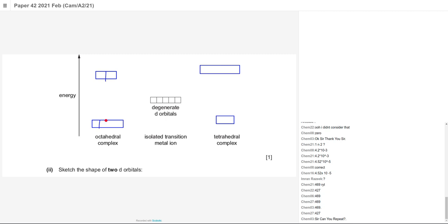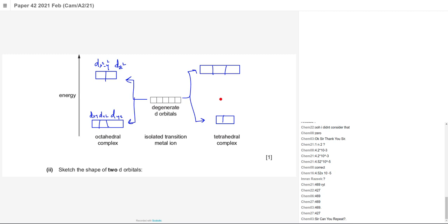And in a tetrahedral complex, 2 will be in the lower and 3 in the higher level, right? Now, if you ask me what these 3 and 2 are, the similar ones are always next to each other. This is dxy, dxz, dyz. This is dx squared minus y squared, and dz squared. They are similar, right? The dz squared is on the z axis, and dx squared minus y squared is on the x and y axes. This is how the octahedral complex splits. The explanation is based on crystal field theory.